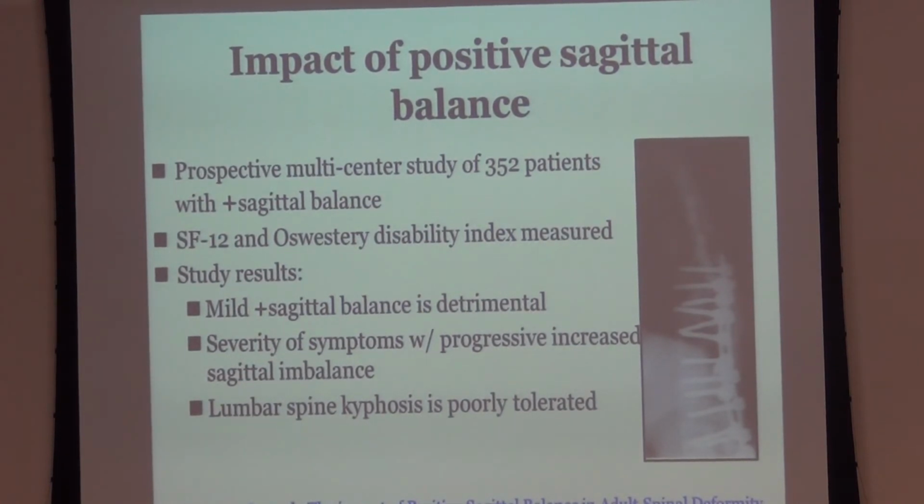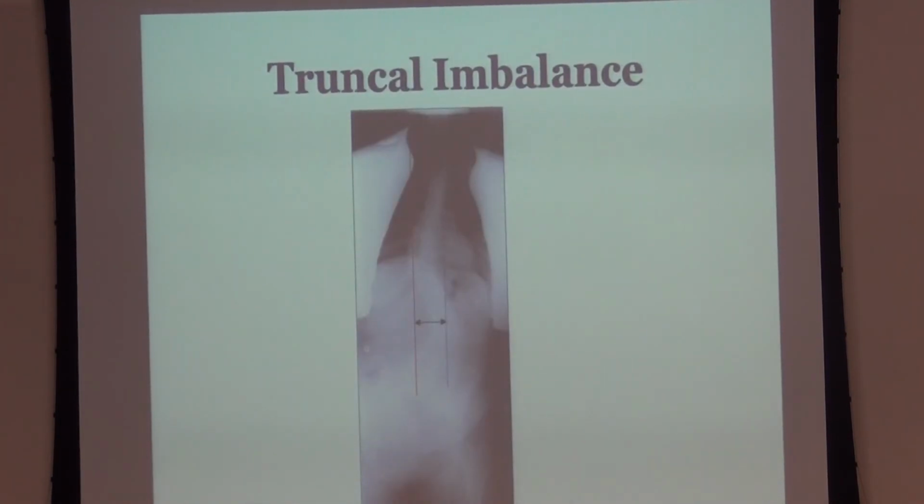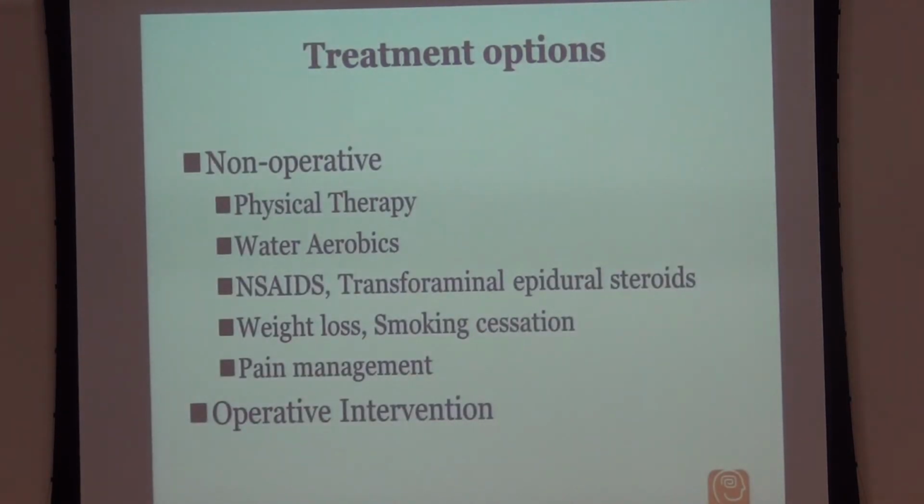The greater the imbalance is, the longer and the more dramatic the problems they've experienced. Truncal imbalance is another aspect of it, where they're kind of listing or shifting to one side. Again, this is not as strong a correlation to a patient's morbidity as the sagittal imbalance is. So the curve may look incredible and we are very concerned about it, but it's not the biggest thing.